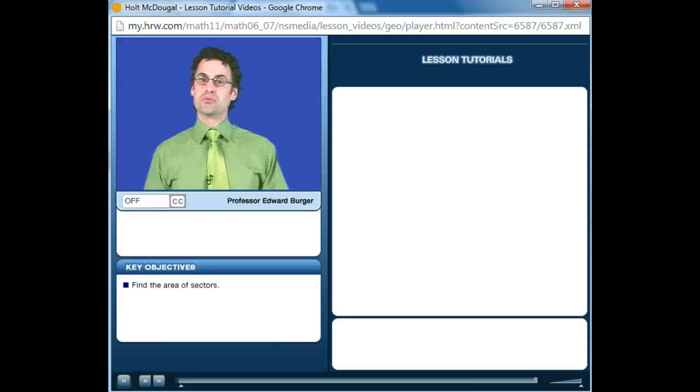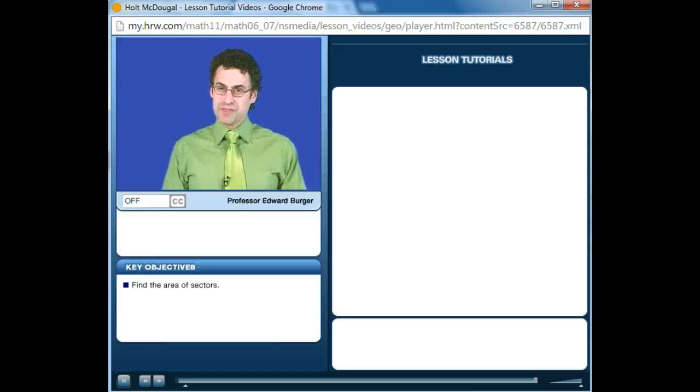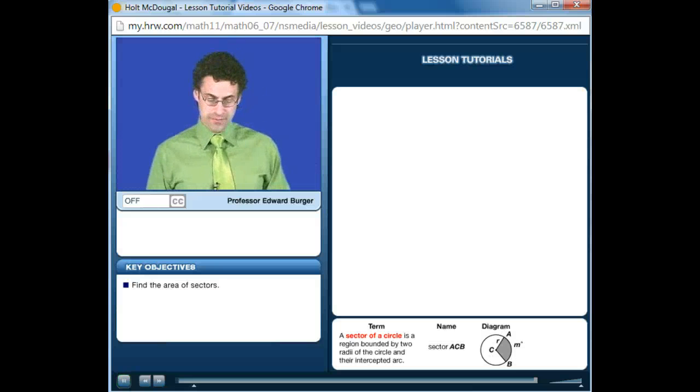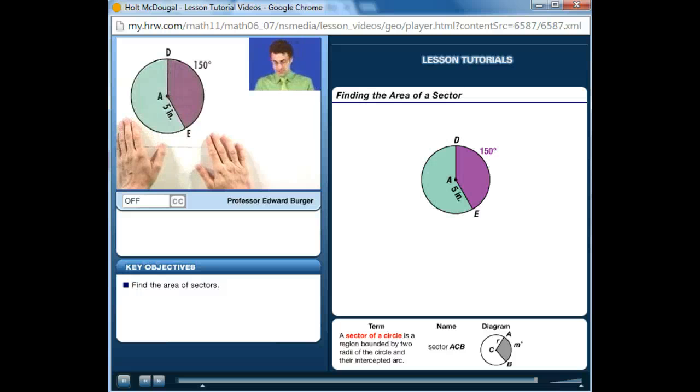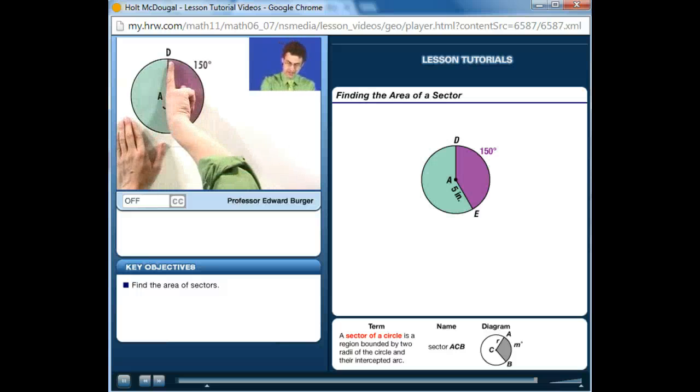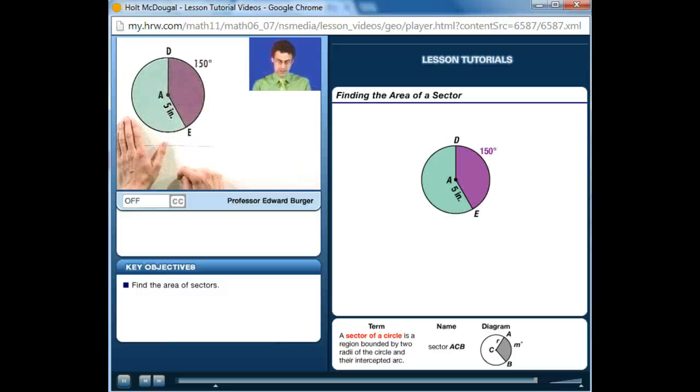If we take two radii and put them together, they actually sweep out what's called a sector. If you take a look at this circle here, circle centered at A, then what you see here is that we actually have two sectors. We've got this purple sector, which is this region right here, and we've got this teal sector, which is this other region here.